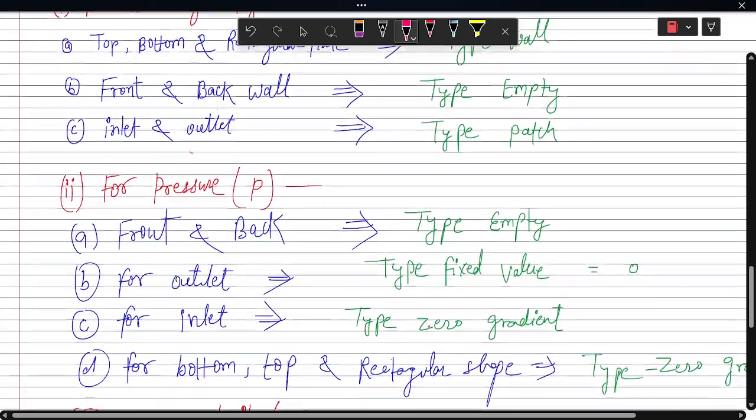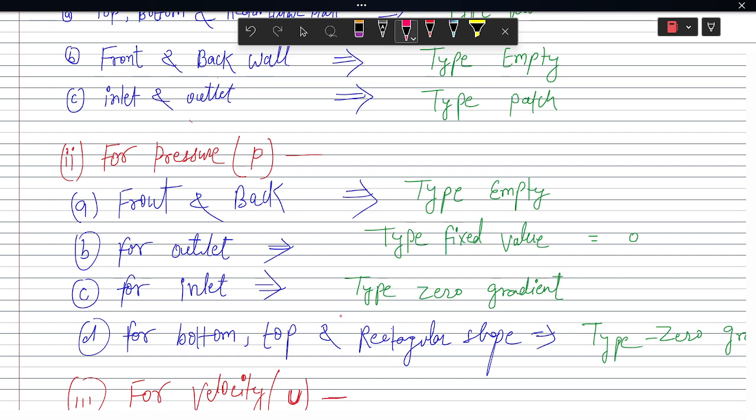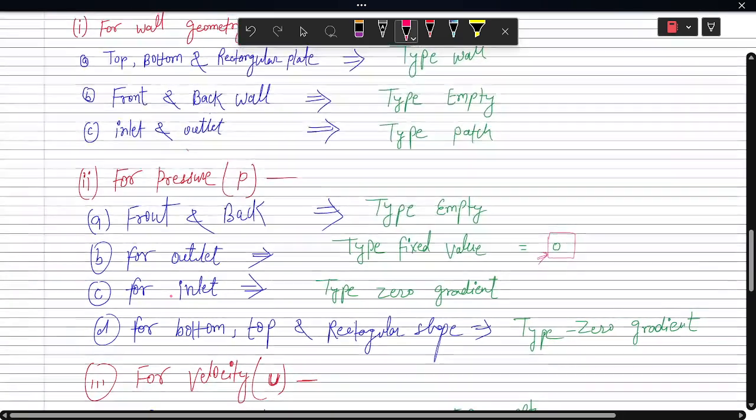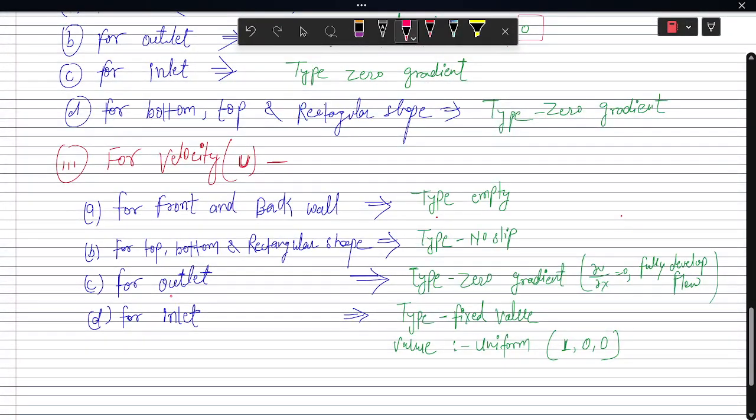Okay, so this is the boundary condition for pressure. For the front and back, the type is empty. For the outlet, the type is fixed value, and the fixed value is 0. For the inlet, type zero gradient, and for the bottom, top, and rectangular shape, also type zero gradient. Okay, lastly, the boundary condition for velocity.